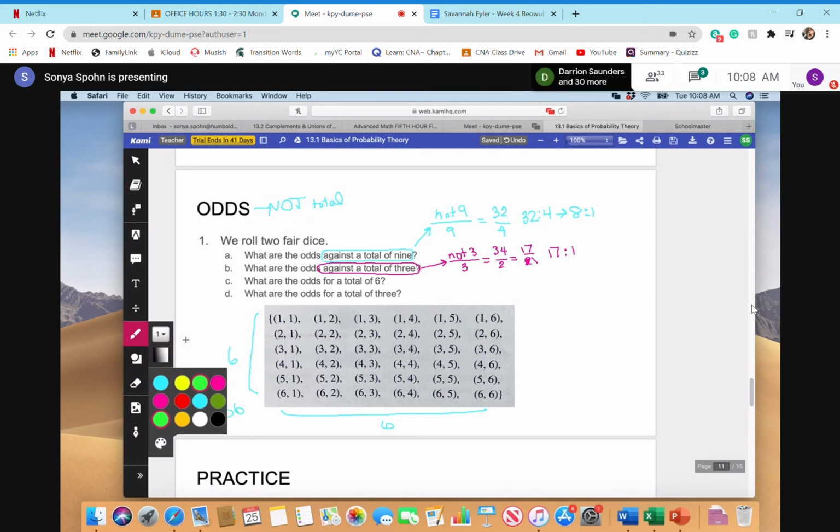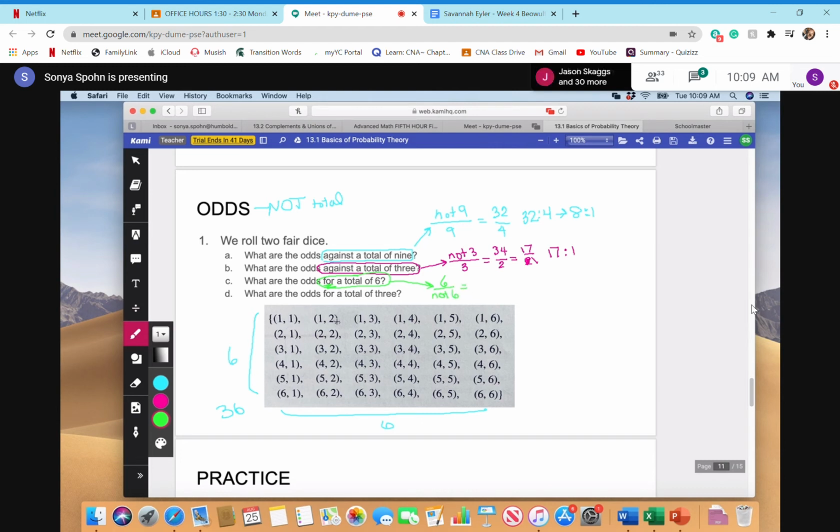Odds aren't that difficult. It's very similar to probability, but it's not this over the total. It's this over everything else. All right. What are the odds for a total of 6? This time we want the 6. Okay. When we do 4, 6, we want to do how many add up to 6 over how many that do not add up to 6.